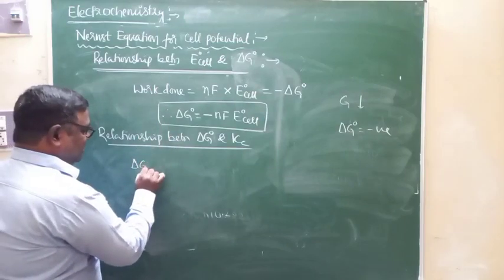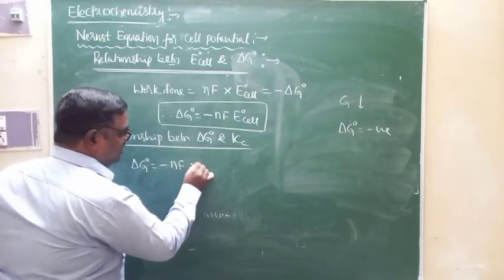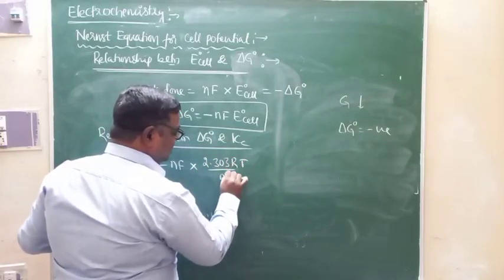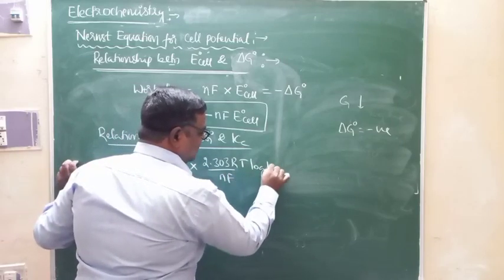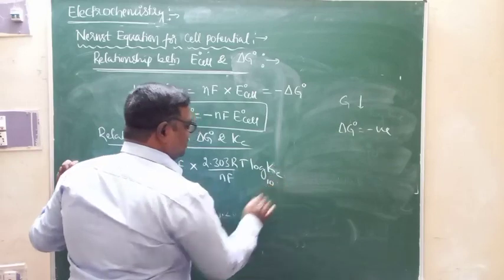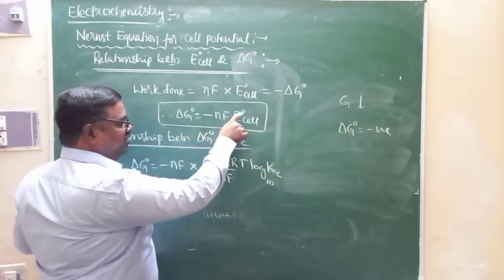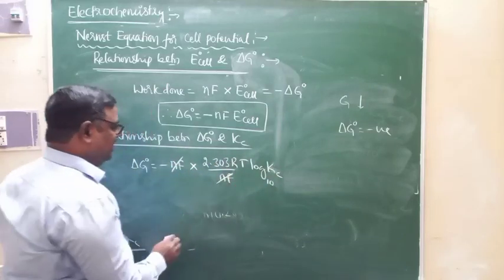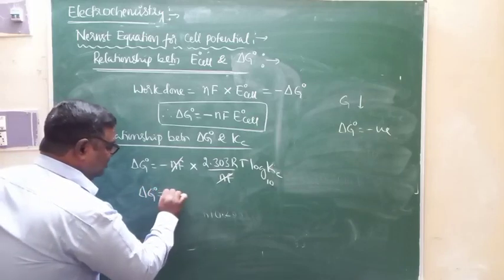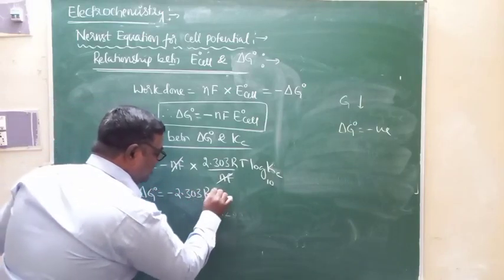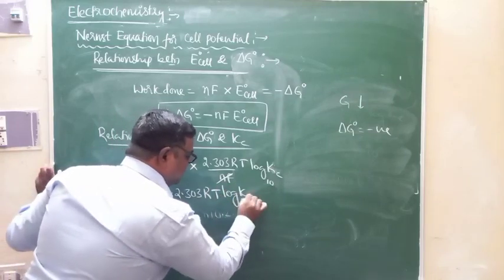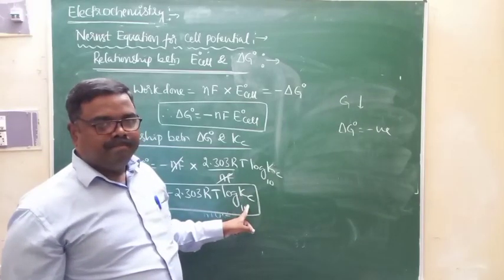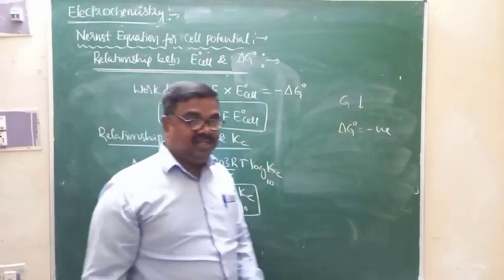Here delta G naught is equal to minus nF into E naught, and in place of E naught I substitute 2.303 RT by nF log to the base 10 of Kc. You know this expression, we just discussed it. nF cancels, and you are left with delta G naught equal to minus 2.303 RT log to the base 10 of Kc. This is the relationship between delta G naught and Kc, and you already studied this equation in first PUC under thermodynamics.